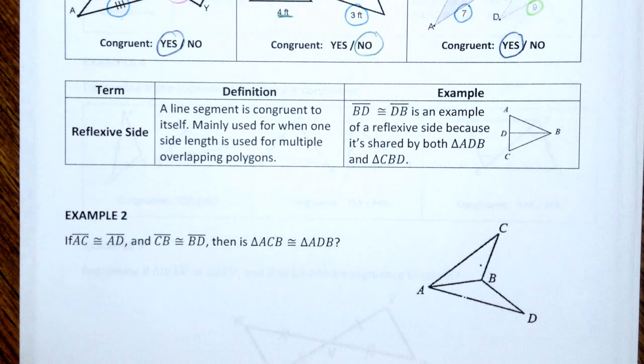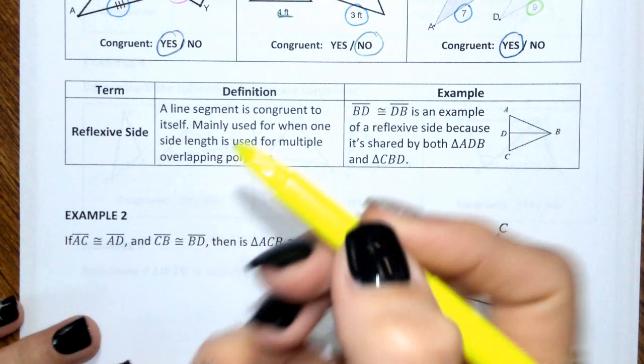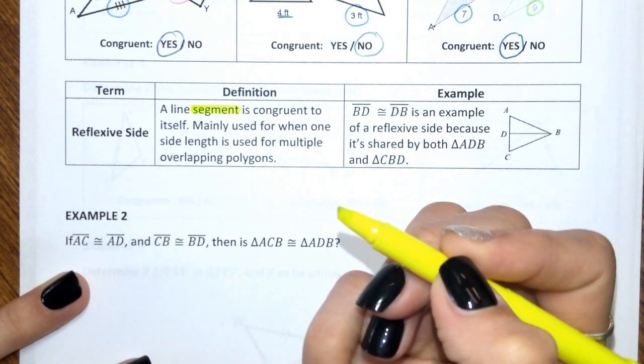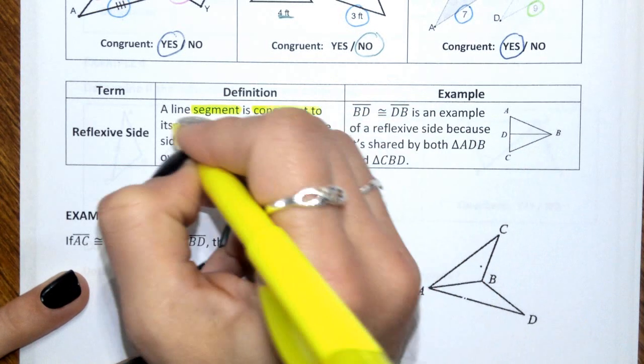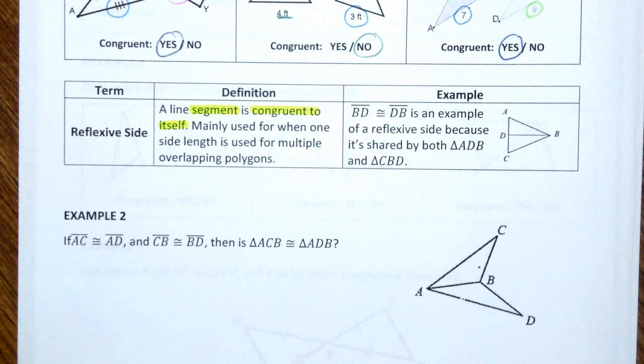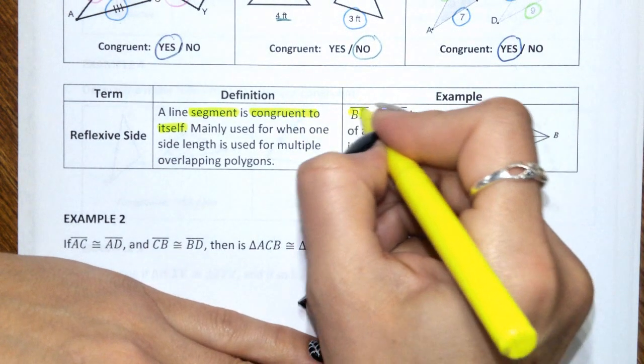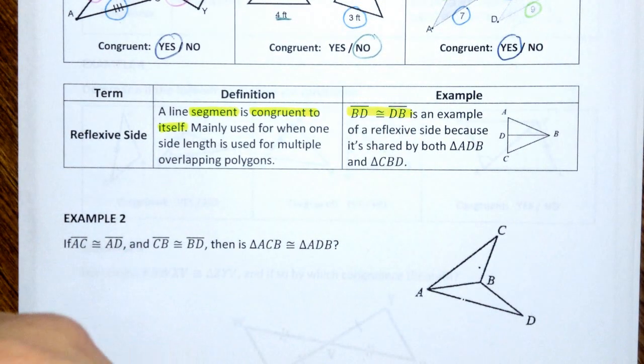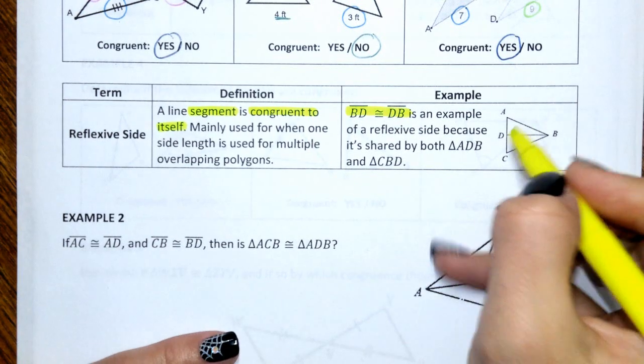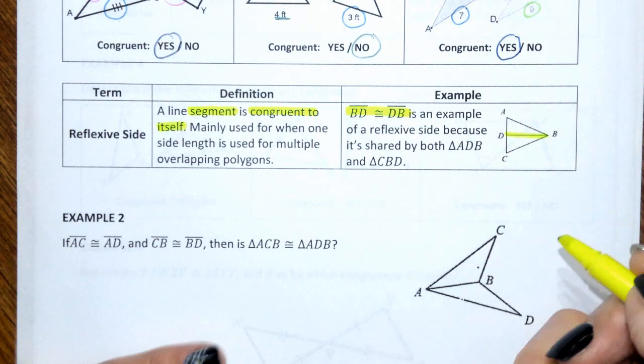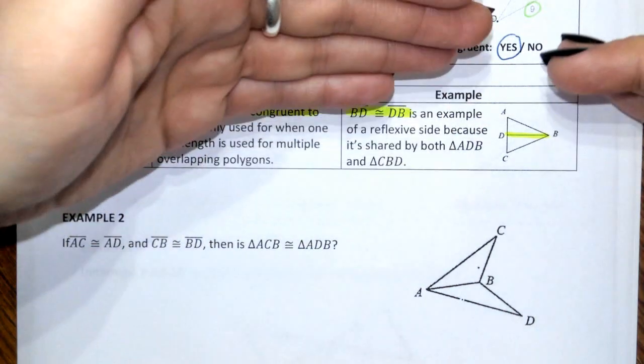Your reflexive side is a segment that is congruent to itself. This is going to be used whenever you have what's called overlapping polygons, or you can look at it as 2 triangles that are connected together, sharing a side. So I want you guys to see this example. It says segment BD is congruent to segment DB. Same exact letters, because it is this segment right here. If you look above, you can see a triangle.